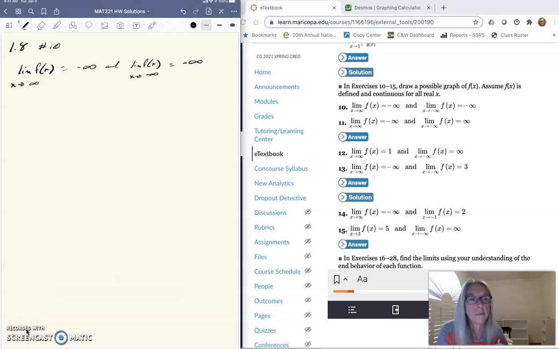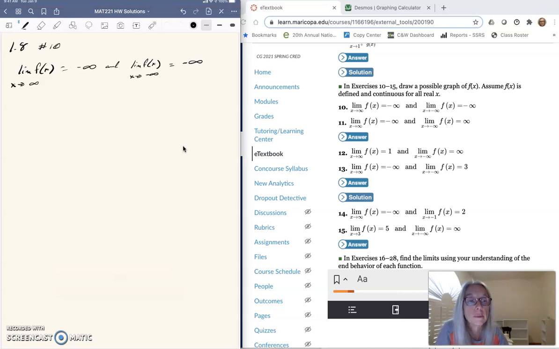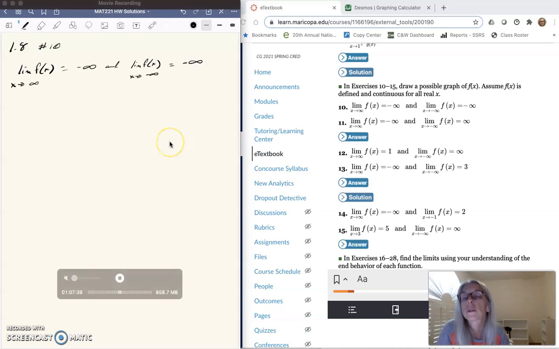Hi again. This time I'm going to be working from section 1.8, on problems 10 and 13. My reason for picking these problems is to show you that there is more than one possible correct answer. There's actually infinite correct answers, so we have to make sure that what we're looking at is the same in all of those answers.